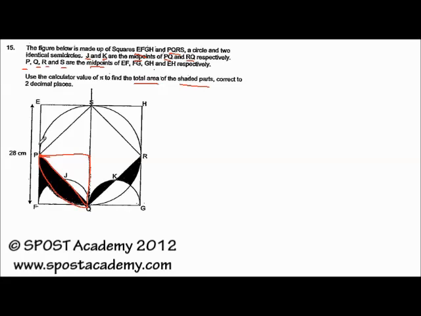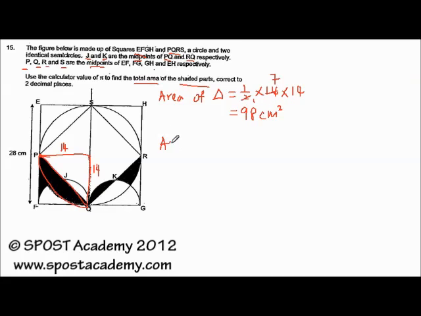Since we know that this whole thing is 28 and this is the midpoint, this must be equal to 14 and 14. So area of triangle is equal to half times 14 times 14. Divided by 2, I get 7 times 14, and I will get 98 cm square.